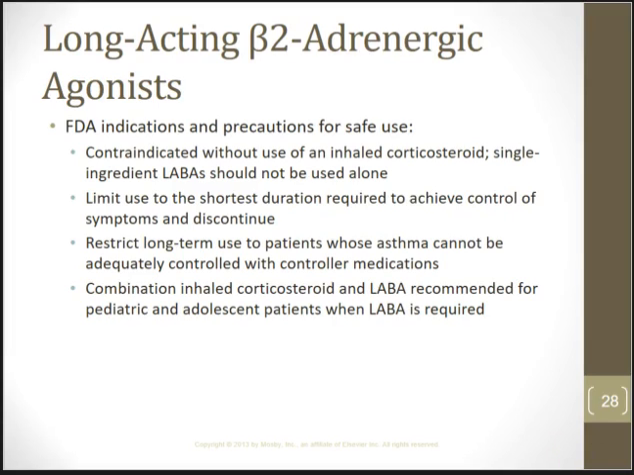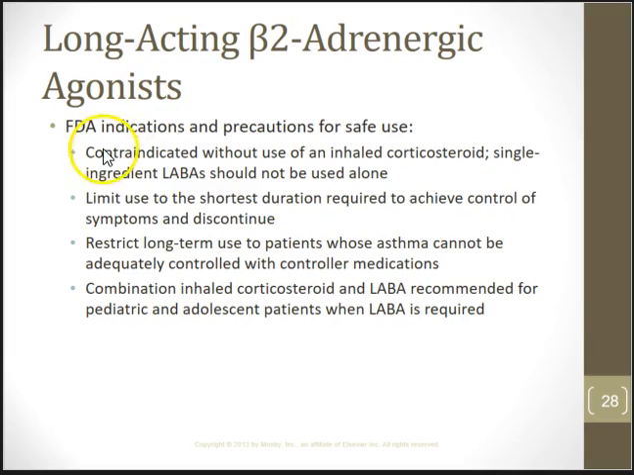So the long-acting, the FDA indications and precautions for safe use. They're contraindicated without the use of an inhaled corticosteroid. Single ingredient long-acting beta agonists should not be used alone. Limit the use to shortest duration required to achieve the control, and restrict long-term use to patients whose asthma cannot be adequately controlled with a controller medication. Combination inhaled corticosteroids and long-acting beta agonists are recommended for pediatric and adolescent patients when the use of a long-acting beta agonist is required. And we'll talk more about the combination drugs at the end of this lecture.